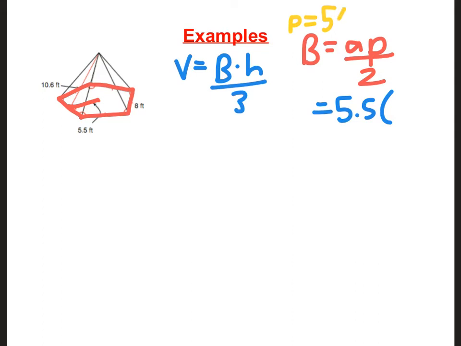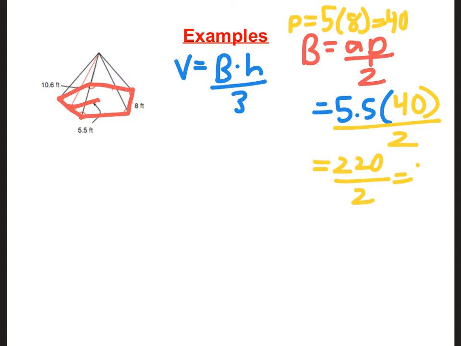Let's see if it lets me type up here. 5 times 8, which is really just 40. So we're going to multiply it by 40, and then we'll divide by 2. If I do 5.5 times 40, I get 220 divided by 2, and we get 110. So that's going to be the value we use for B.